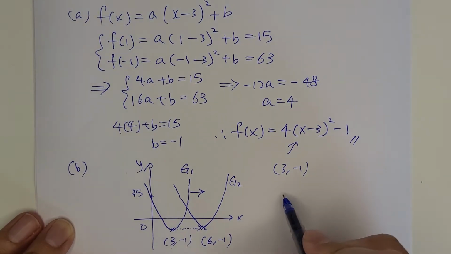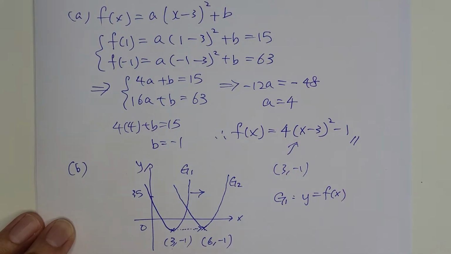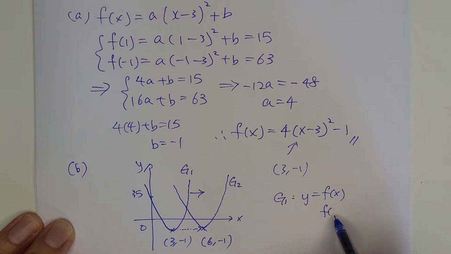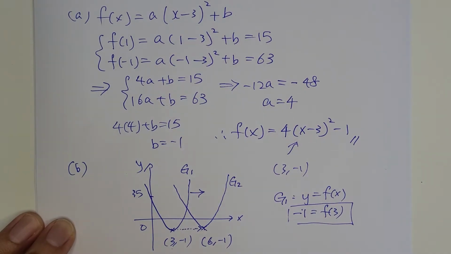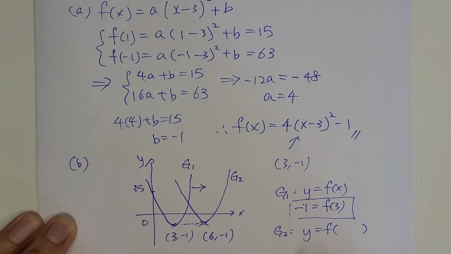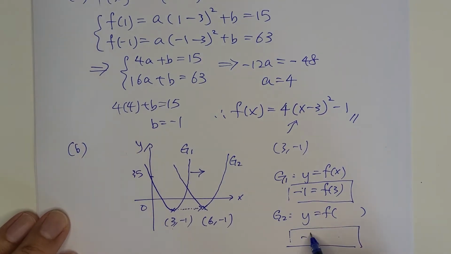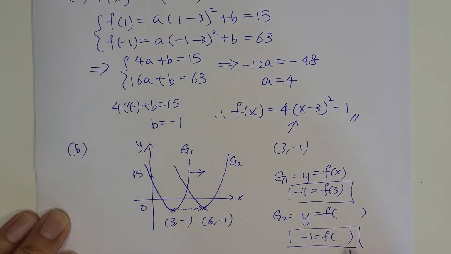But how about the function? g1, that is the function y equals f(x). And we know that when x equals 3, y will equal -1. That's the relation we have, okay? f(3) equals -1. But how about g2? That is y equals function of something, right? But the key point is you want to keep the y coordinate also -1 here, but your input is 6.